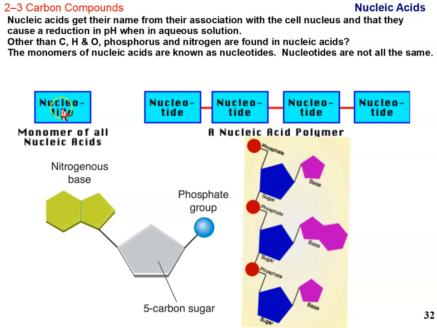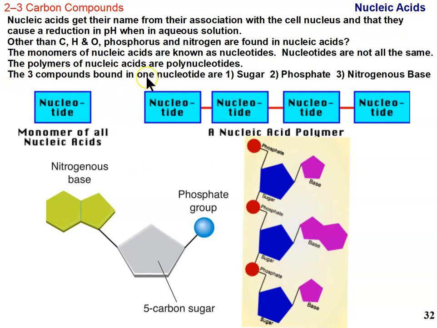And in the case of nucleic acids, the polymer is a polynucleotide. So this represents a polynucleotide. When you link nucleotides together, you get many nucleotides, a polynucleotide. This is another representation of a polynucleotide.